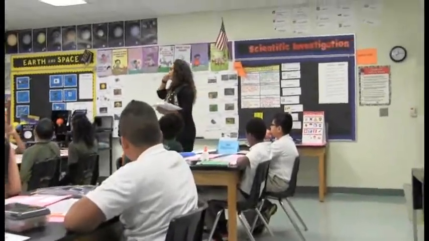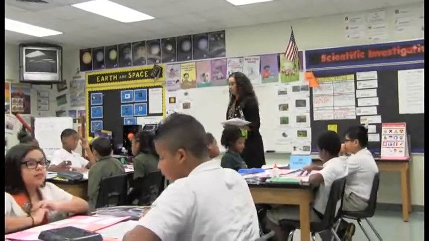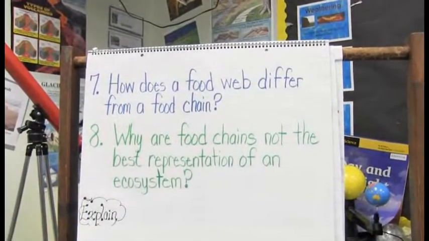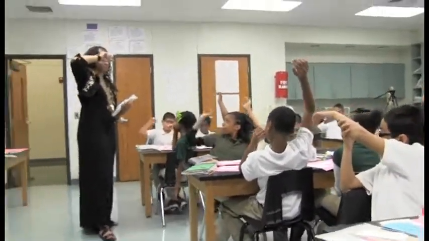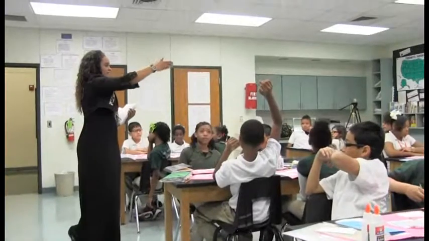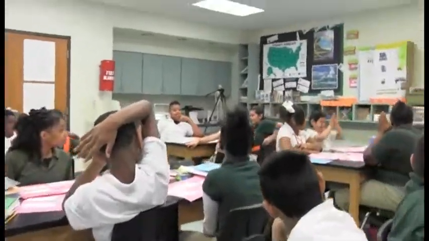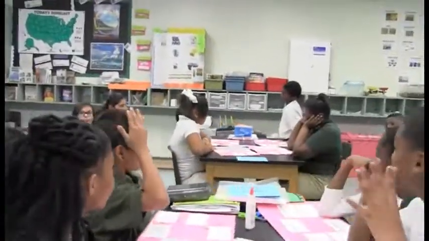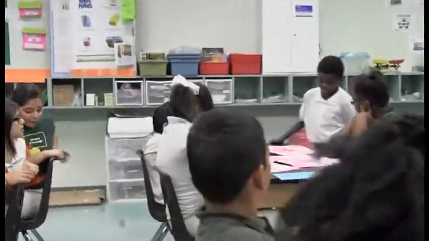How does a food web differ from a food chain? Go. Table number 1, 2, 3, 4, 5. Number 4, please stand. Who's number 4? Jeffrey. Hey, Jeffrey. 1, 2, 3. Hey, Jeffrey, what do you have to say?